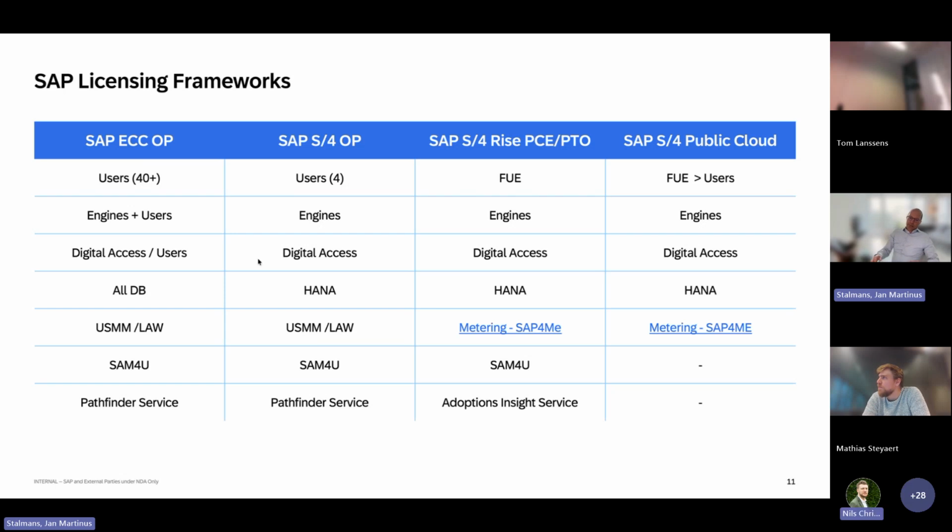Then licensing frameworks. I think it's important to understand where you are and what can be used. In the end, you have customers that are still on ECC or have ECC with a little layer of S4HANA on top. They still have to deal with a lot of different types of users. They still need to take in mind that for their engine consumption, they also need users. They have two options of somehow covering indirect use: they can adopt the digital access model, or they can still use their users to somehow cover that.